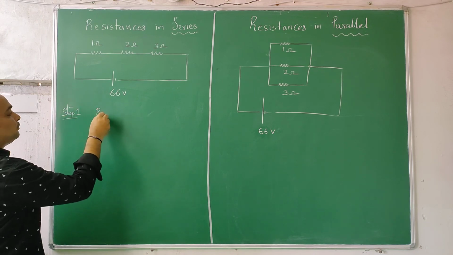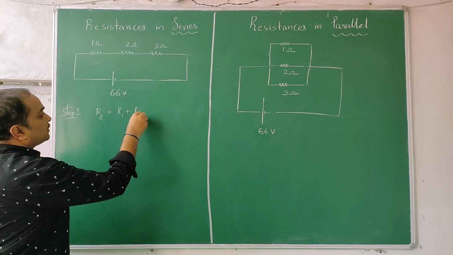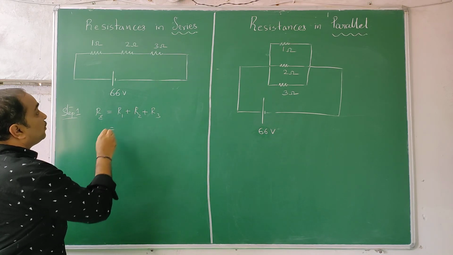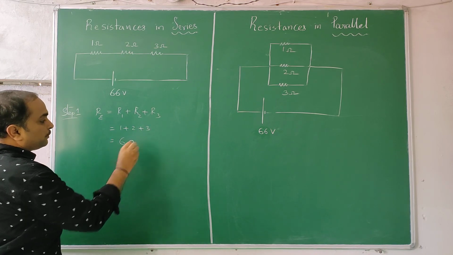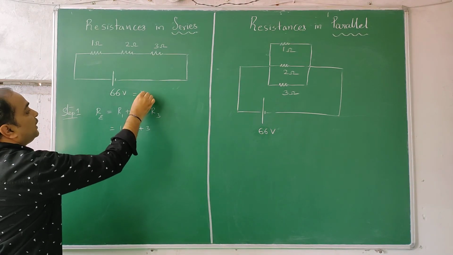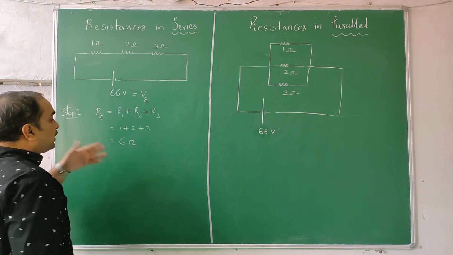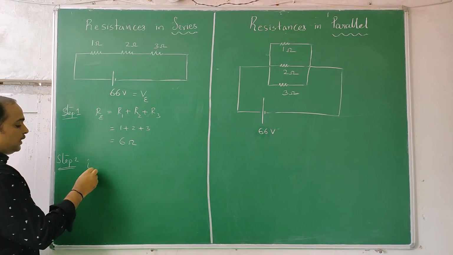find R equivalent. In this case R equivalent is R1 plus R2 plus R3. This is equal to 1 plus 2 plus 3, which is equal to 6 ohms. So equivalent resistance is known. V equivalent, the total given voltage, is known, R equivalent is known. Step 2. I want I equivalent.